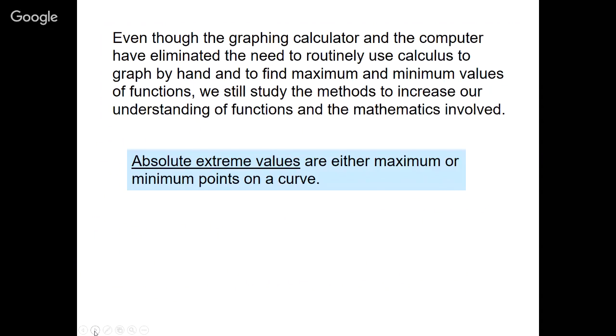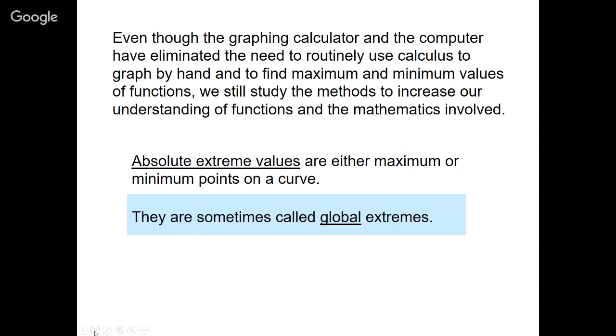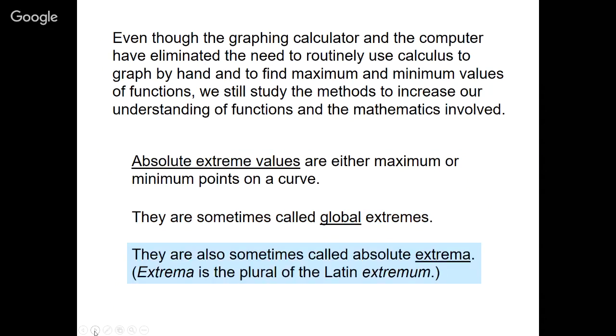So let's go over some vocabulary first. The first one is absolute extreme values, which are either maximum or minimum points on a curve. In honors pre-cal or pre-cal we called these extrema, and maxes and mins. So that's nothing new. They're also known as global extrema. So if you ever see a question, find the global extremes, you'll know that that's the same as absolute. Extrema is the plural for extreme. It's Latin, and all you Latin folks can verify that, but extrema means more than one extreme.